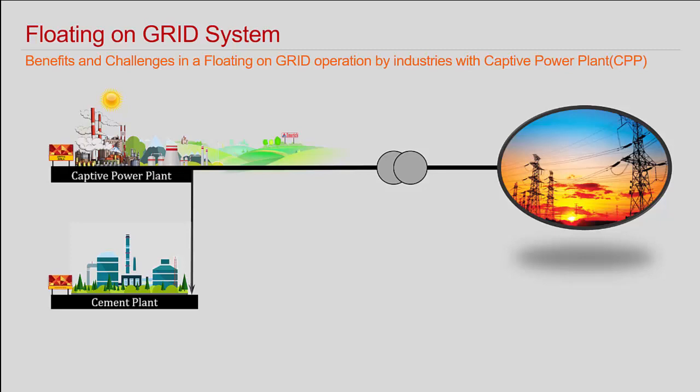Hi there, in this video we are going to see floating on grid system, benefits and challenges in a floating on grid operation by industries with captive power plant, CPP. Now as you can see in this figure, I have shown the captive power plant and a cement plant for an example. However, a similar case can also be with steel or for that matter any other plants. So this combined together forms an industry, and then this shows the connection, and this picture is represented as a grid.